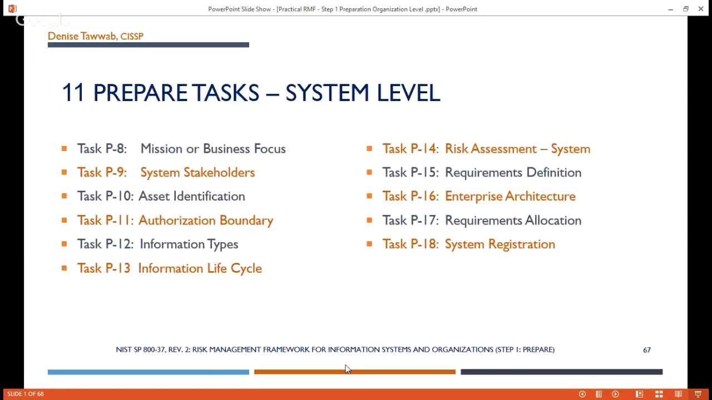The next video will look at the prepare task at the system level. And if you look at the task numbering, it starts at P8 and goes through P18. There are 11 tasks. Your mission business focus, system stakeholders, identify assets, authorization boundaries, information types, the information life cycle, risk assessment at the system level, requirements definition, your enterprise architecture, your requirements allocation, and system registration. So we'll talk about these in the next video.